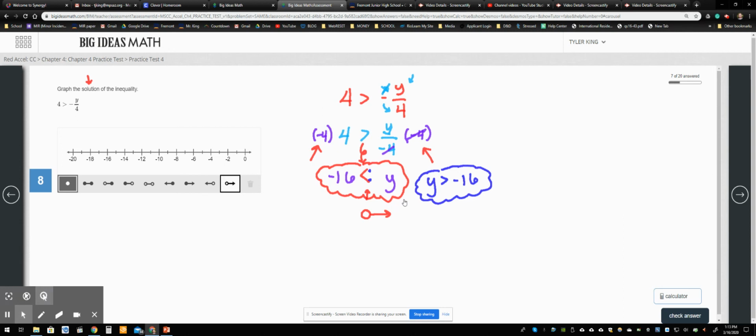So we're going to go ahead and grab our symbol here. We're going to use an open circle because we're not including negative 16. And we're going to go to the right to include all numbers that are bigger than negative 16, or have a greater value.